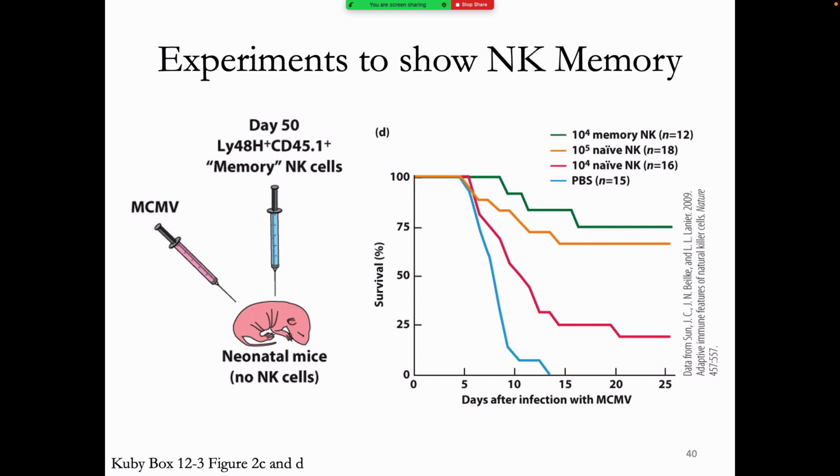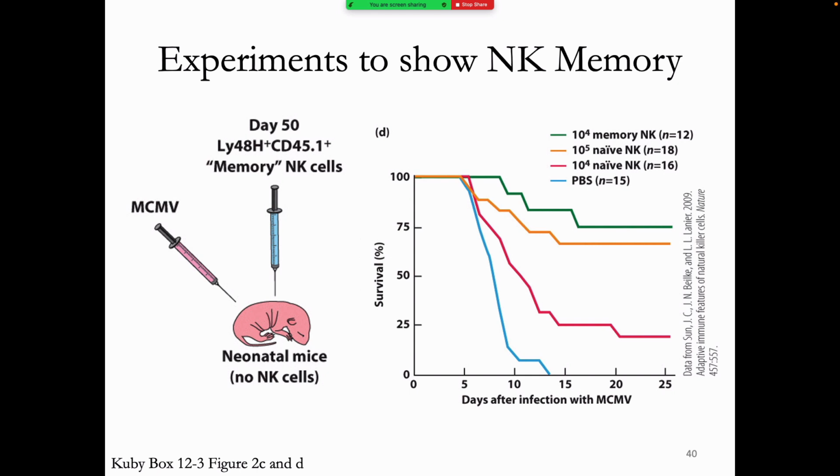If you give those mice some naive NK cells that have never experienced infection before, and you give 10 to the fourth, so 10,000 of those NK cells, that's the red line. The mice do a little bit better. They all don't die. So about 25% survive, and you're seeing them living for a bit longer. And if you give more naive NK cells, so now you're giving 10 to the fifth, or 100,000 NK cells, in the yellow line, the mice do even better. You give them more, better.